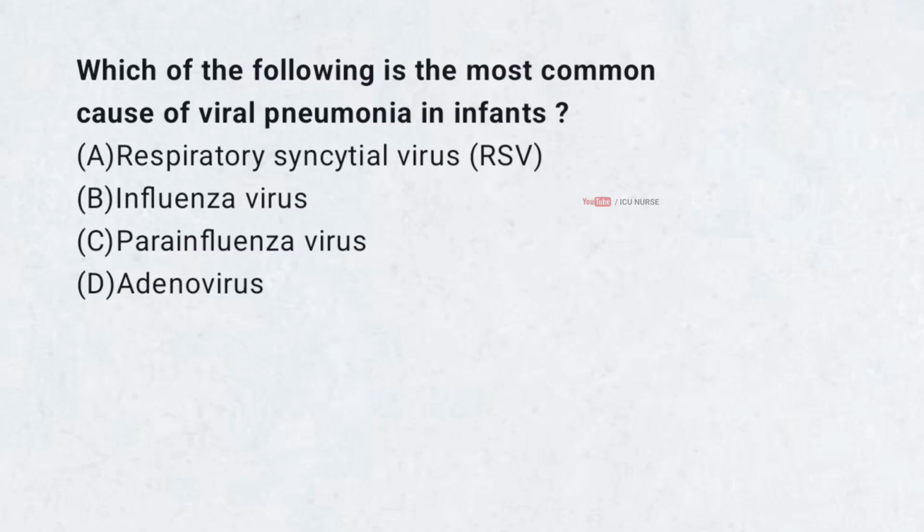Which of the following is the most common cause of viral pneumonia in infants? A. Respiratory syncytial virus (RSV). B. Influenza virus. C. Parainfluenza virus. D. Adenovirus. Correct answer A. Respiratory syncytial virus (RSV).